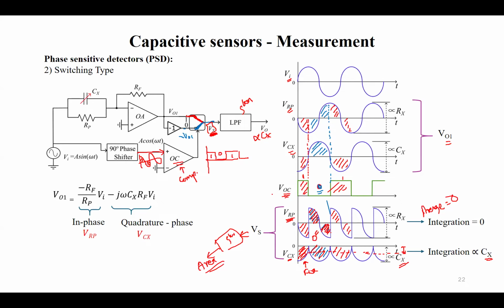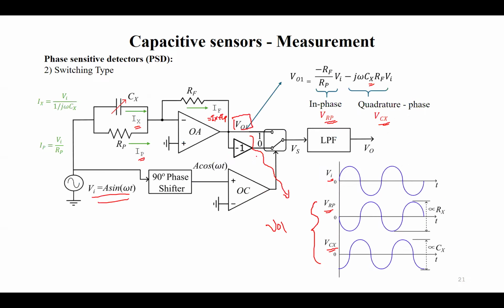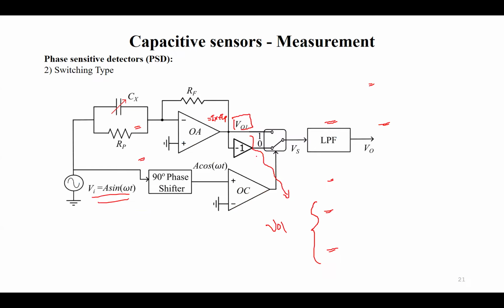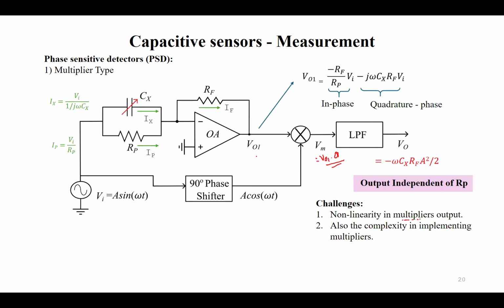Okay, so let me start with VS. When we say VS, it will be like a rectified signal which is proportional to Cx, and a somewhat similar signal like this with average 0 for RP. So the output of the low pass filter will be equal to Cx and independent of RP. So that is the output of a switching type PSD. We are implementing the same circuit which we saw here, but a switching type instead of a multiplier type, and we are attaining the same result.